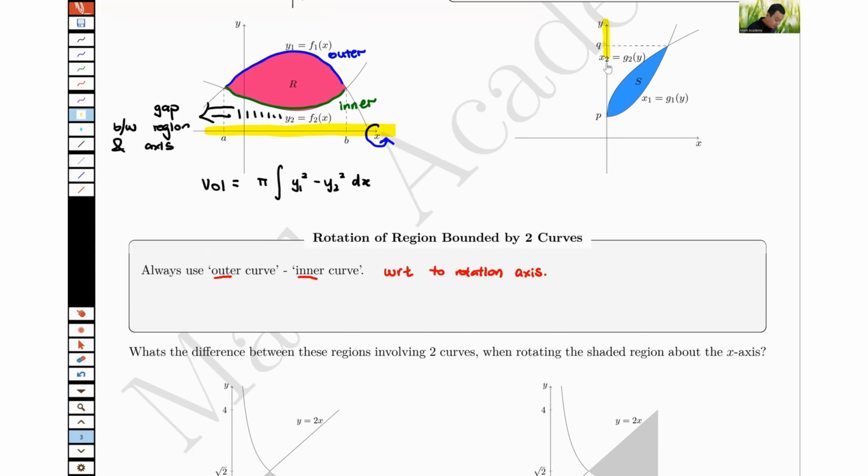On the right, I would like to do that rotation about the y-axis. Let's rotate here. So if I rotate across the y-axis, this time x1 here on the right side is the outer. For volume, it's not about upper, lower, or right, left. It's all about outer and inner. So this is the outer curve, and this is the inner curve. Okay, so let's write down your volume equation. We go for pi, outer square minus inner square dy.